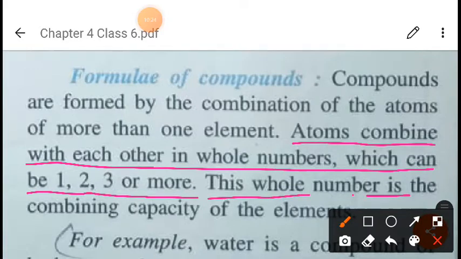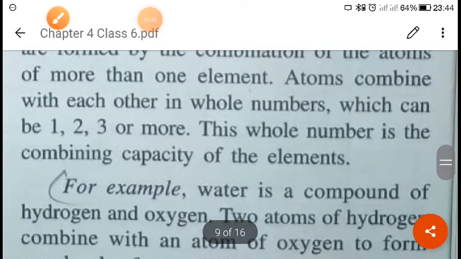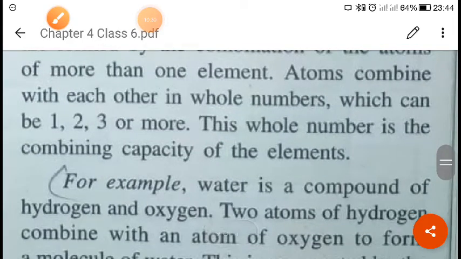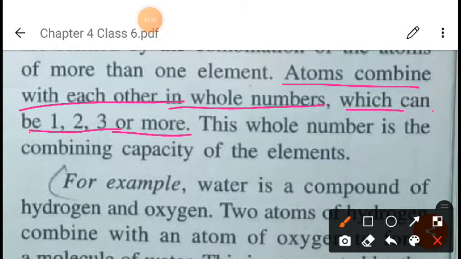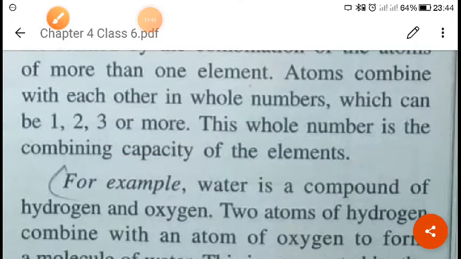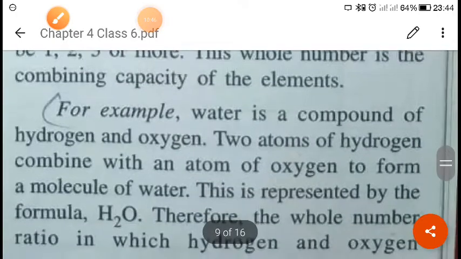And this whole number is called what? It is the combining capacity of the element, okay? I hope you have understood this, right? You have understood atoms combine with each other in a whole number, okay? And which can be 1, 2 or 3 or more. And this whole number is called what? Combining capacity of the element, which is also called valency. You will learn about this in a higher class, right?